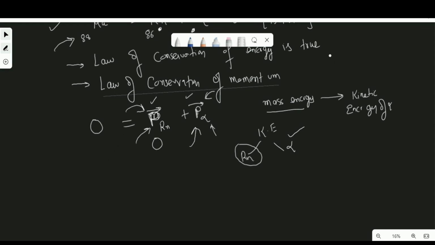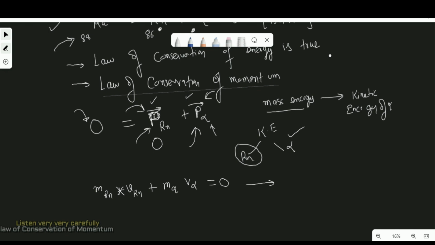Let's see the method to be used. The mass of Rn into velocity of Rn plus mass of alpha particle into velocity of alpha particle is equal to 0. This is your law of conservation of momentum, and we have assumed the parent nuclei is at rest. Use this, and with the help of this you can find the value of V Rn is equal to minus m alpha v alpha divided by m Rn.